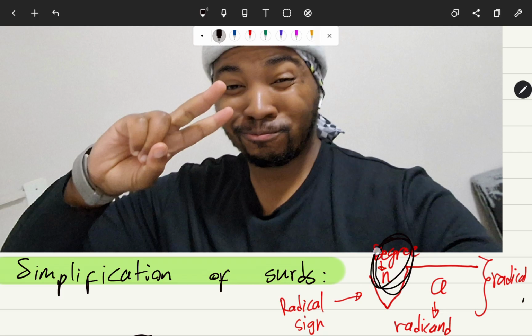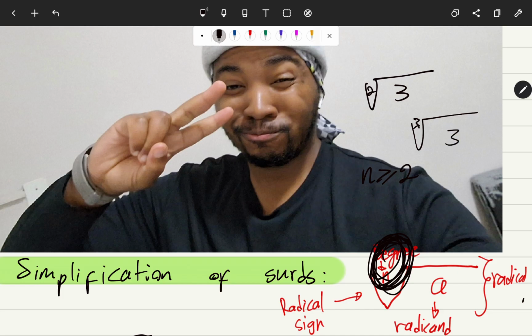Something that is very important I would say is remember the number here is your degree, and n is always greater than or equal to 2, right? So if I just have square root of 3, you know that the number that I put there is 2. But any number outside 2, we're gonna have to specify it, like this one here we'll put 3, or say you can put like even 20. You could have a degree of 20.